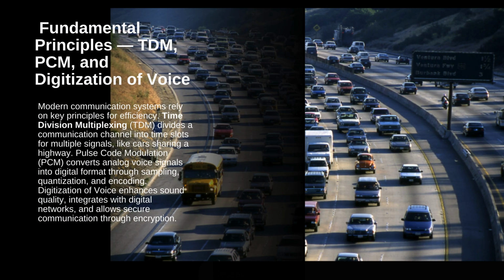Let's explore some fundamental principles that make modern communication systems so effective. First, there's time division multiplexing, TDM. TDM divides a single communication channel into multiple time slots, with each slot allocated to a different call. Think of it like sharing a highway where each car gets its own lane for a few seconds. Then there's pulse code modulation, PCM, a process used to convert analog voice signals into digital signals. PCM involves three key steps.